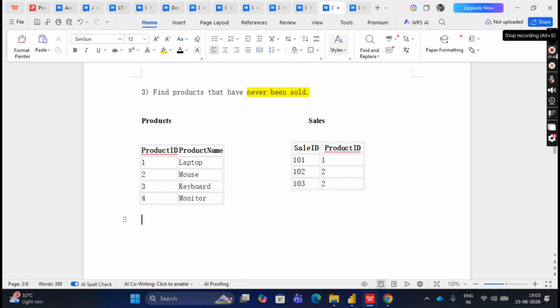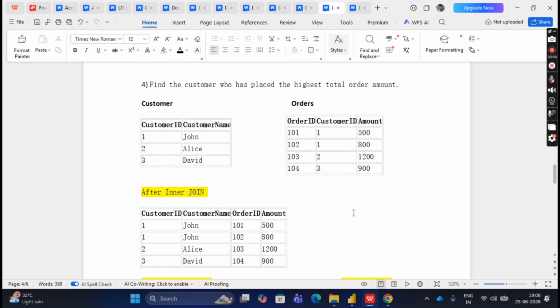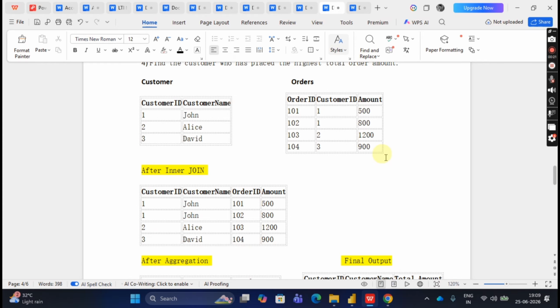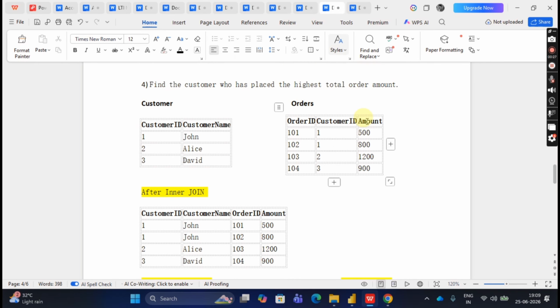Okay. So find the customer who has placed the highest total order amount. We will be implementing a different kind of join in this problem. So first let's understand the problem. We have a customer table which has customer ID and customer name, and an orders table which consists of order ID, customer ID and amount. We want that particular customer who has placed the highest total order amount.